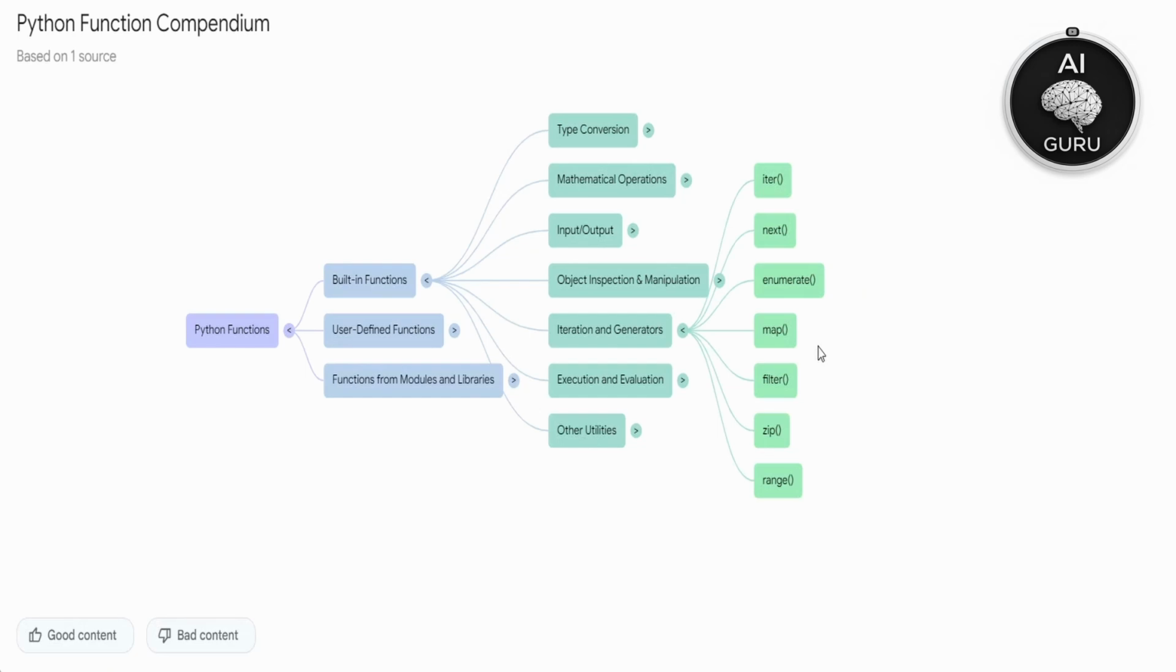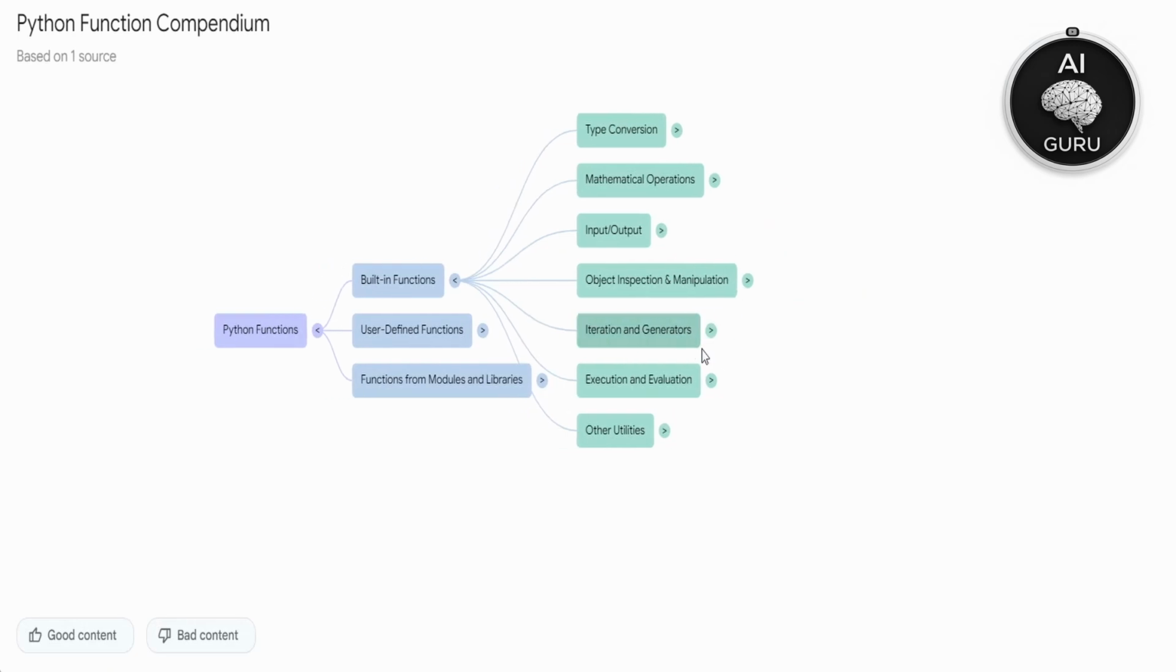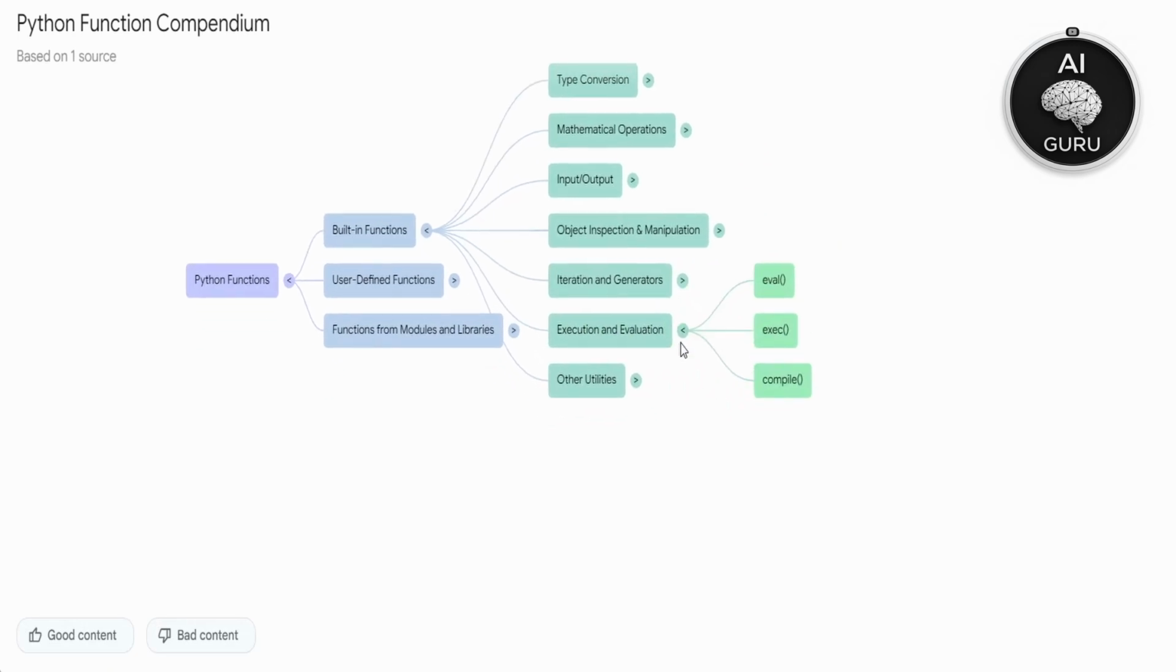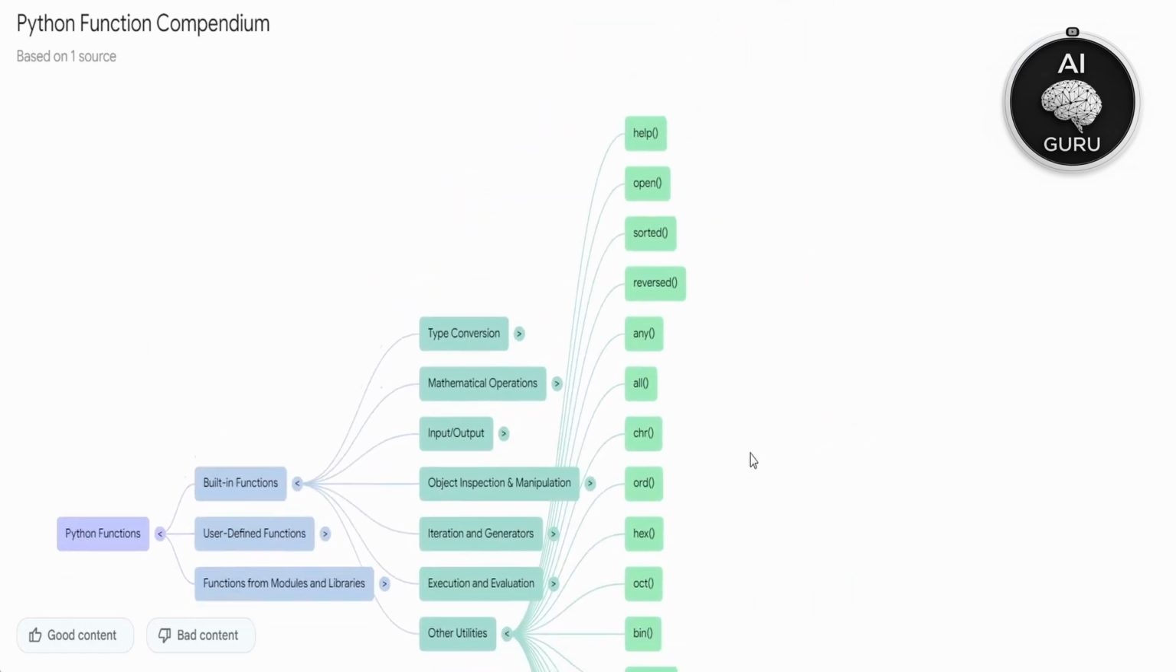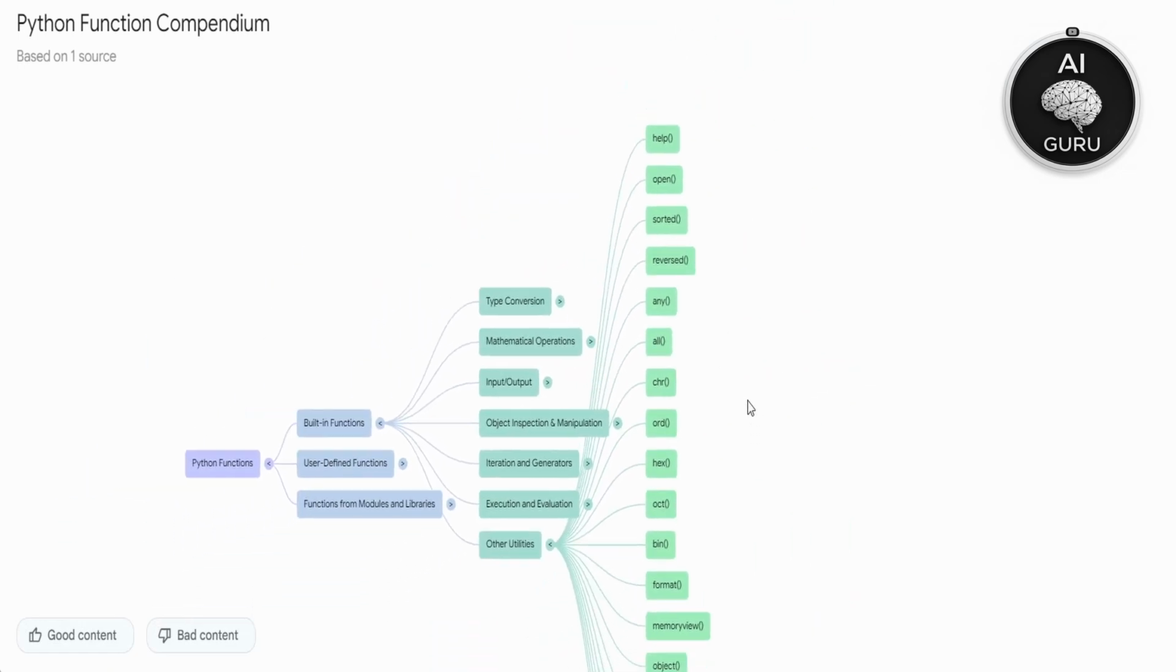Good tip. Okay, any other handy built-ins in this other utilities category? Oh yeah, help is amazing. Type help in your Python prompt or help of some function, and you get documentation right there. Instant docs. Nice. Any and all. These check if any item in an iterable is true or if all items are true. Super fast for quick checks. Like validating data. Perfect for that.